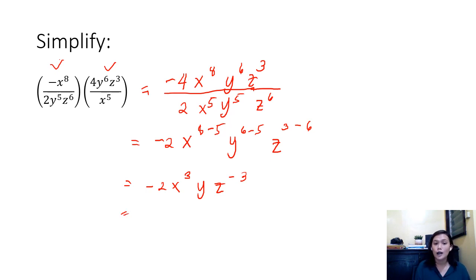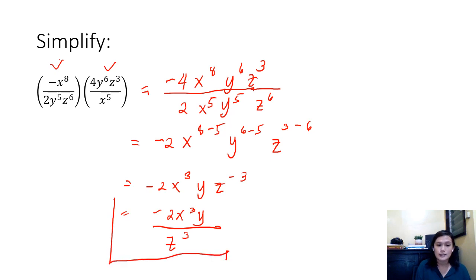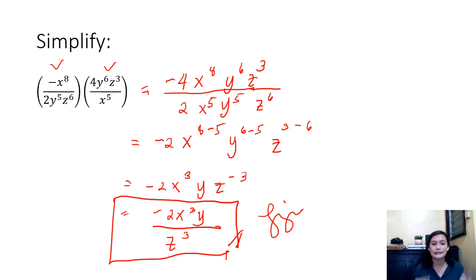Again, we have a negative exponent, so we can change its way of writing it. So you could write it in our denominator para matanggal si negative sign. So you have negative 2x cubed y all over z raised to the third power para matanggal si negative. Ibaba lang nato si z. So this is now our final answer, and then affix your signature next to it. Always yan sa ating klase.